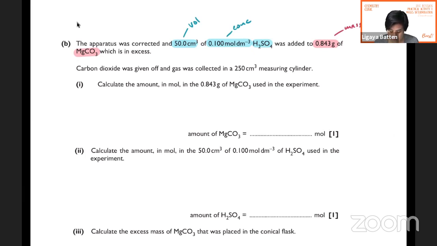Okay, carbon dioxide gas was given off and collected in the measuring cylinder. So first, calculate the amount in moles of the MgCO3. Okay, I'll just change that highlighter to keep it color coded. Right, so we need to use the moles equation that we had at the start, which is moles equals mass over Mr. So we've been given the mass, 0.843.